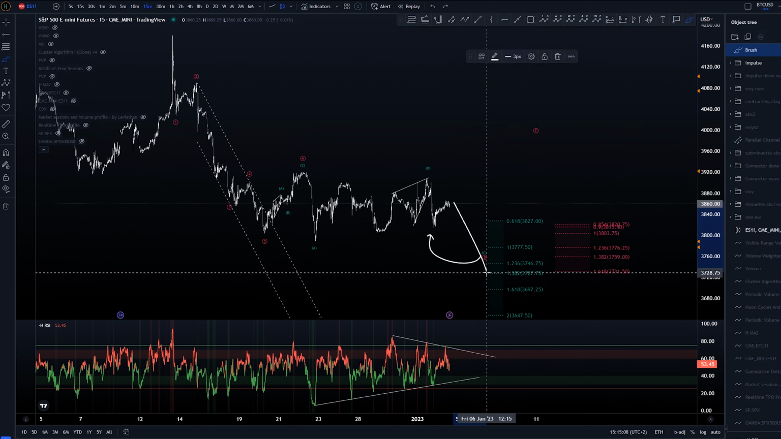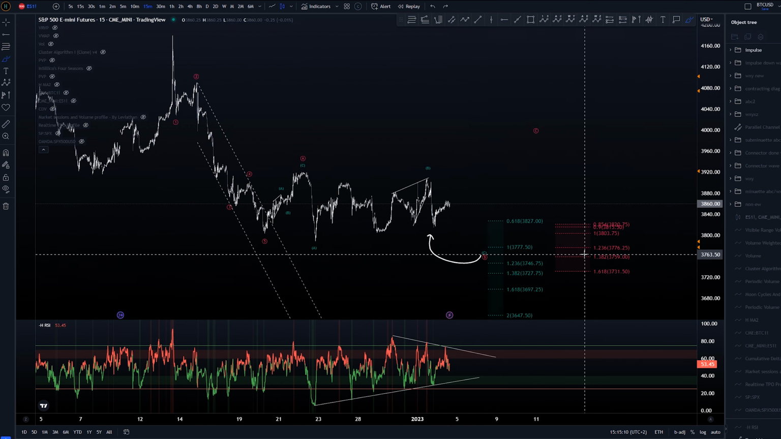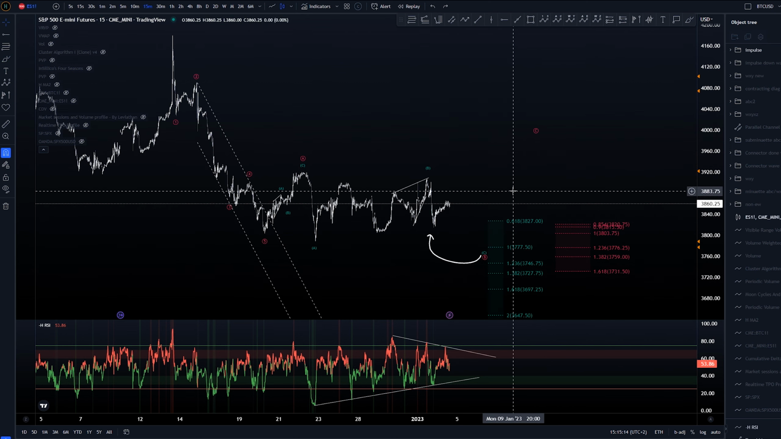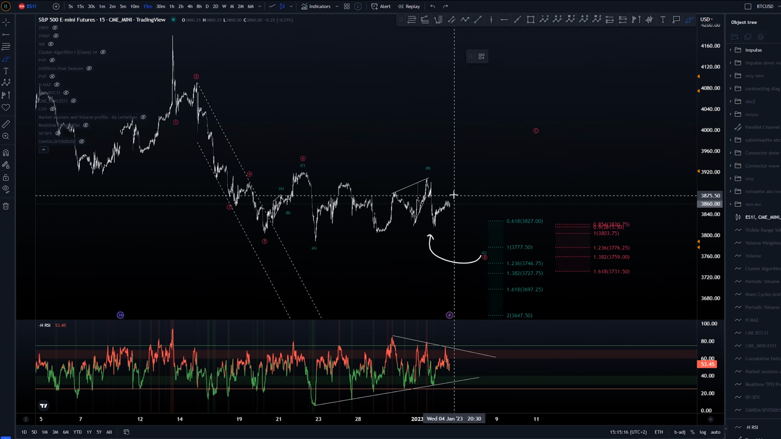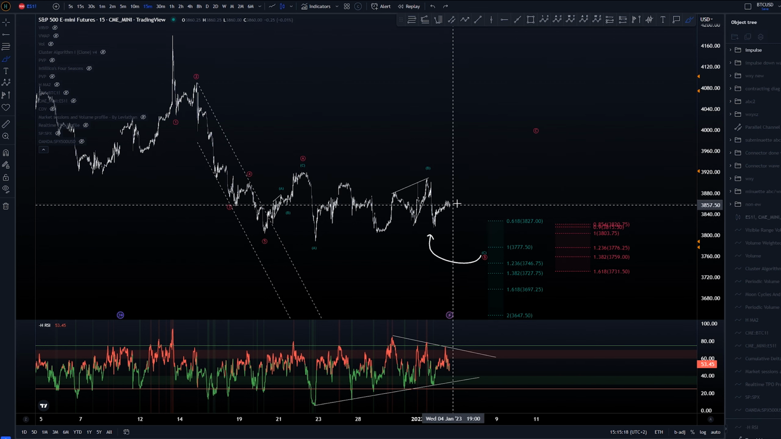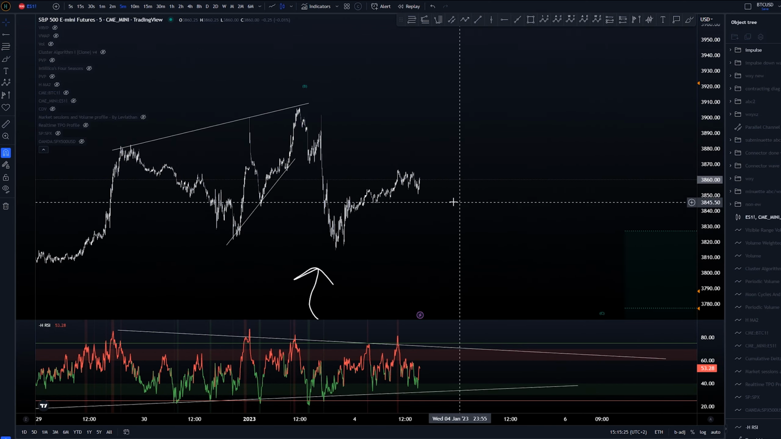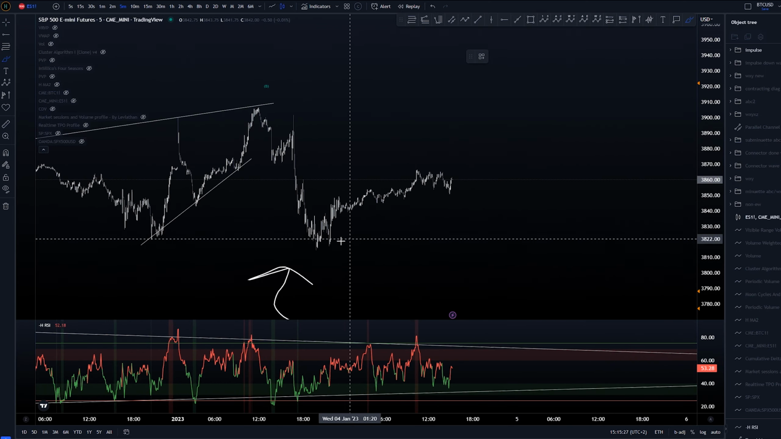Unless of course this gets exaggerated, and at that point this is going to be taken out and this is invalidated. So those are the two structures that I'm looking at. This is definitely something that could be looked into as a short, because again, I don't think that this is very likely to be an impulsive structure. This doesn't really feel like it.